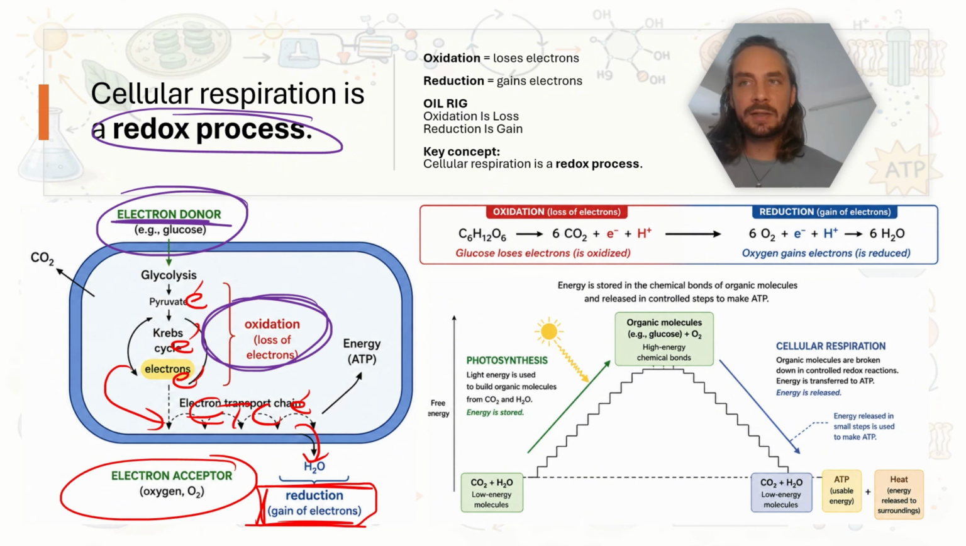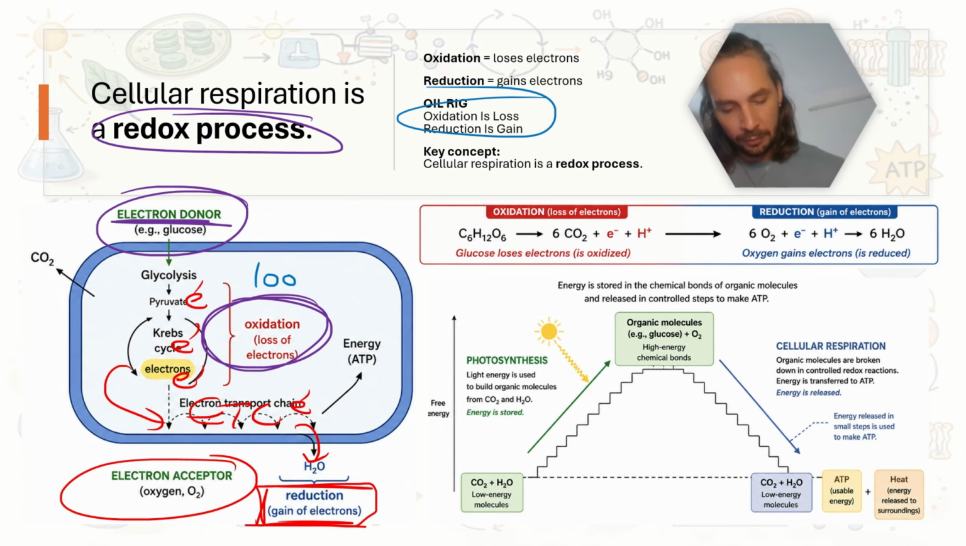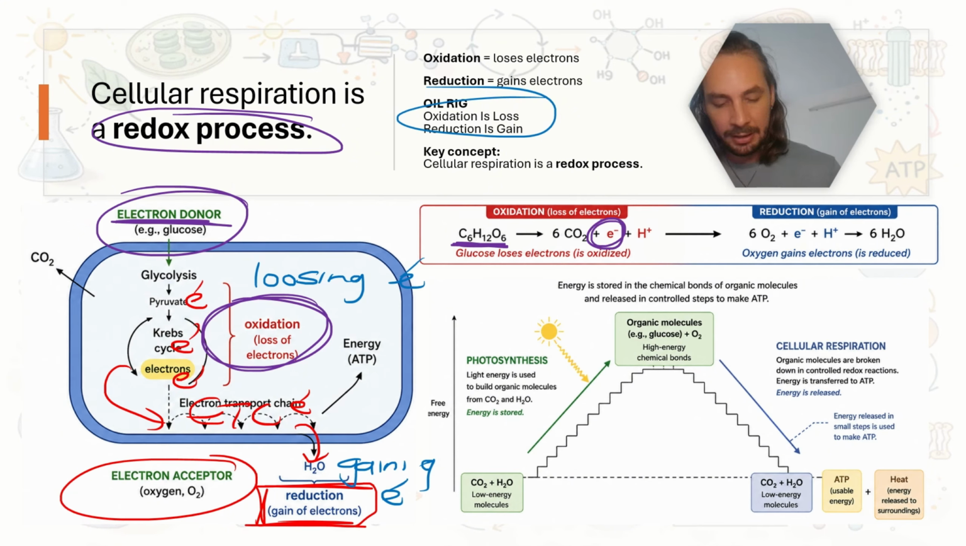A neat way to remember it is just OIL RIG: oxidation is loss, reduction is gain. So here I am losing the electrons, and here water is gaining the electrons. So as you can see here, if I start breaking down glucose, I will release electrons. So let's start out with one big molecule. Let's say that is a big glucose molecule, and all that energy is stored in the chemical bonds.